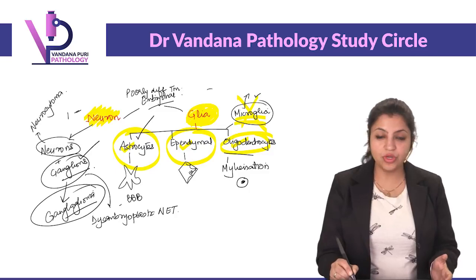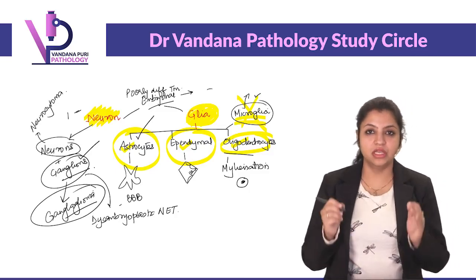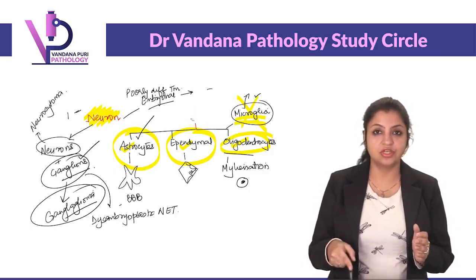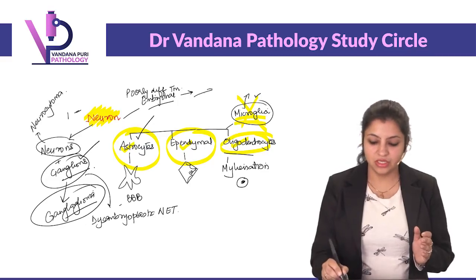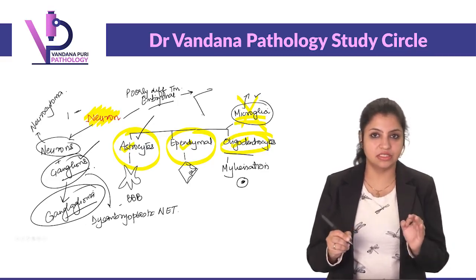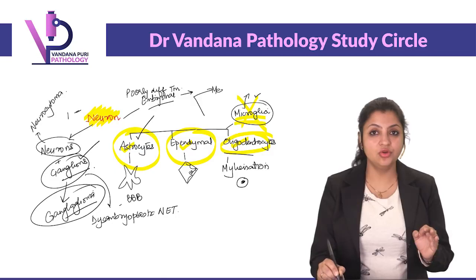Poorly differentiated tumors in our brain are of two types. So we have two poorly differentiated tumors. Let's see what they are. First, always remember medulloblastoma.